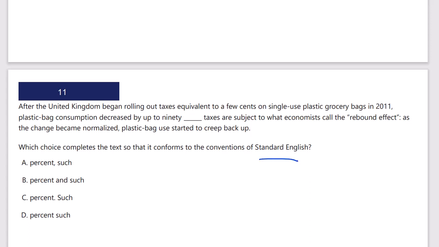Okay, standards of English convention, and I've got commas, ands, periods. This is going to be independent dependent clause type structure. I have one independent clause option with a period. I'm going to check that.